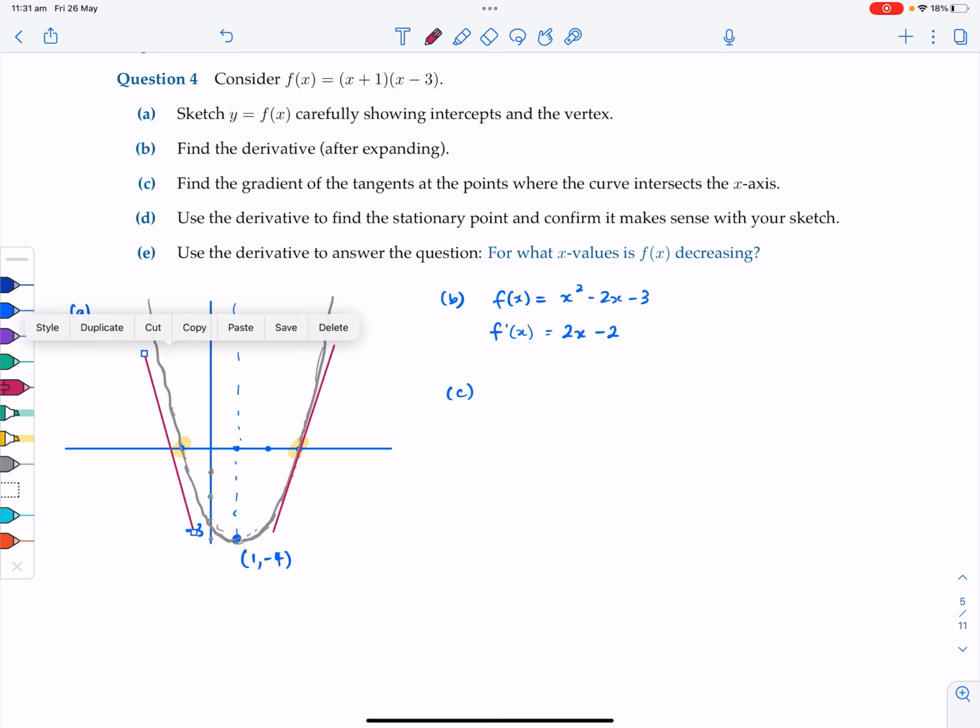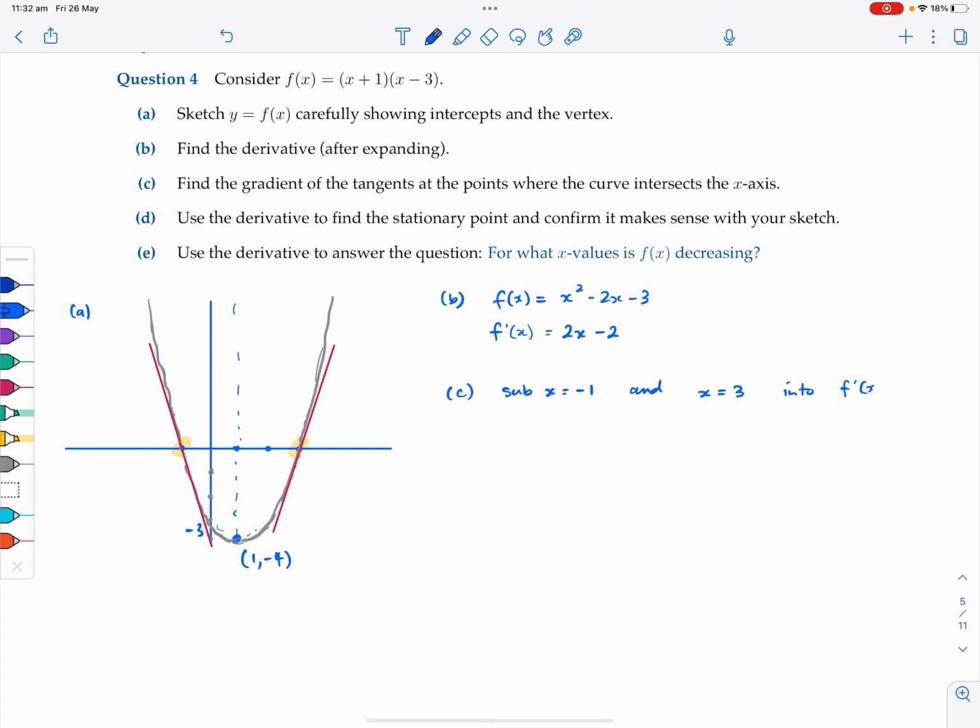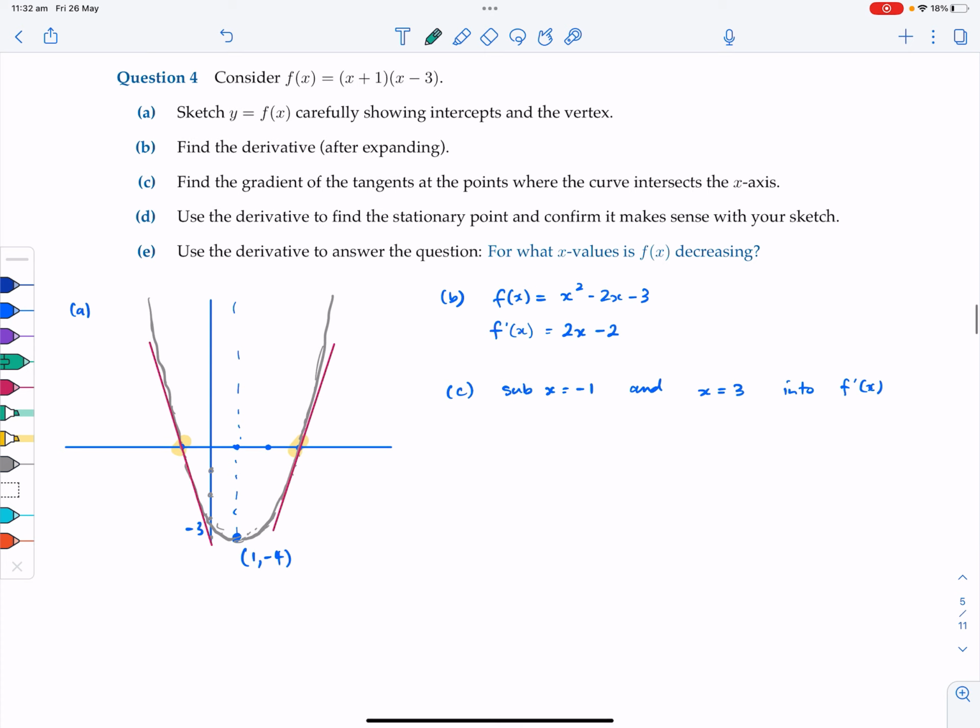Something like that, and something like that, right? It's not going to be perfect, but that's fine. I want what we're doing here to have meaning. Right, so I'm going to find the gradients. Well, what I do is I'm going to sub x equals -1 and x equals 3 into f dash x, because that finds the gradient of a tangent. Right? Okay, so that's the thinking.